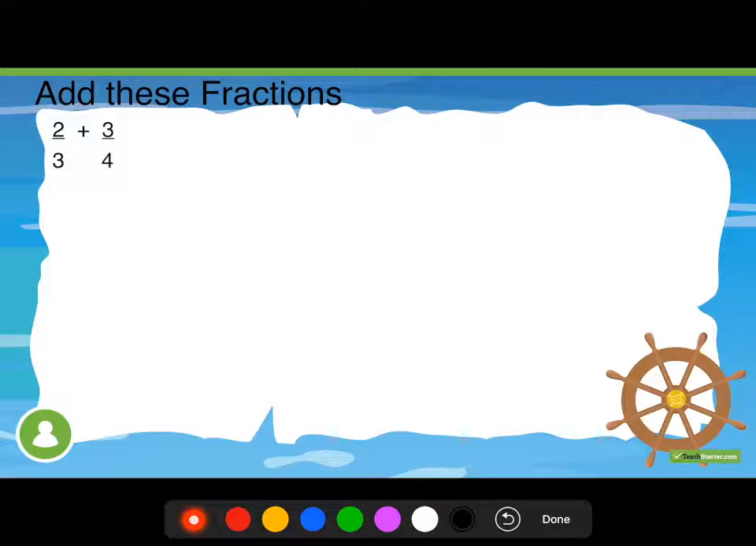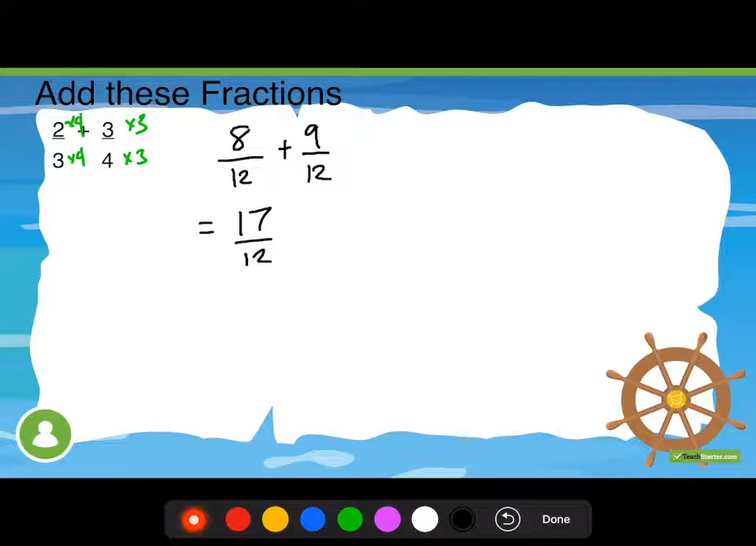Alright, let's try another one. So another one we're going to add. So again, I'm just going to multiply by the opposite denominator. So times by 4, top and bottom, times by 3, top and bottom. Okay, so 2 times 4 is 8. 3 times 4 is 12, plus 3 times 3 is 9, and 4 times 3 is 12. So now they are the same denominator, so I can add these fractions. So 8 plus 9 is 17, and remember I keep the denominator the same.